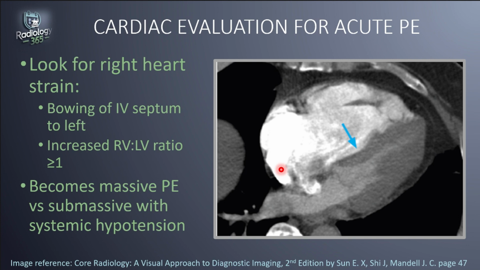This axial CT demonstrates bowing of the interventricular septum to the left. The right ventricle is also larger in diameter than the left ventricle, and these are signs of right heart strain. So in the presence of pulmonary embolism without hypotension, we would call this a submassive pulmonary embolism, and if we have signs of hypotension as well, then we'll call this a massive pulmonary embolism.